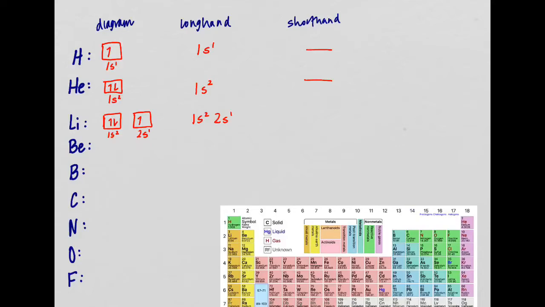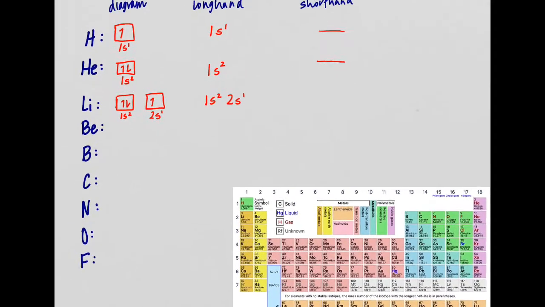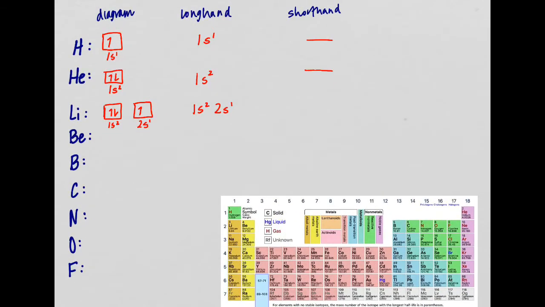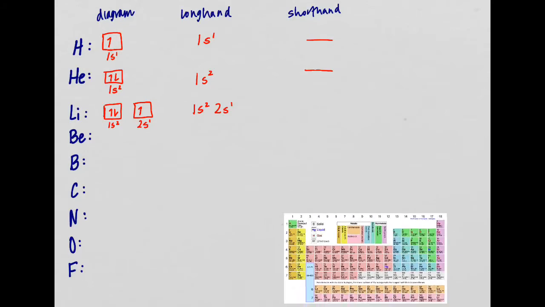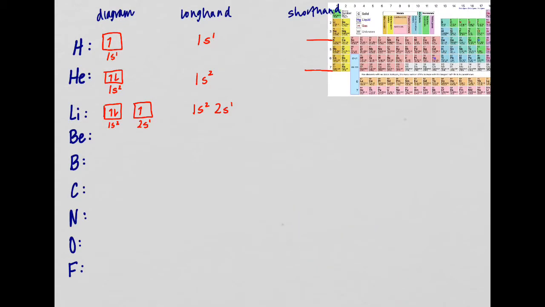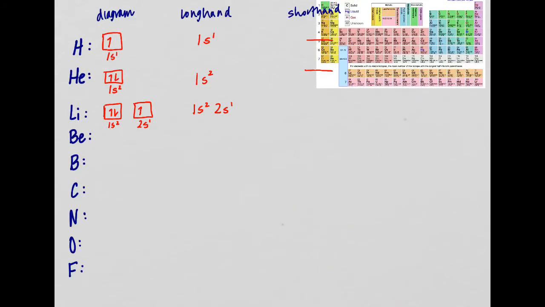I'm going to go through the rest of these and then come back and do the shorthands, okay? So we're coming back to the shorthand just in a minute. Let me put this up here. Okay. Now I'm on beryllium. Beryllium is number 4 on the periodic table, so it has 4 electrons that I need to place.